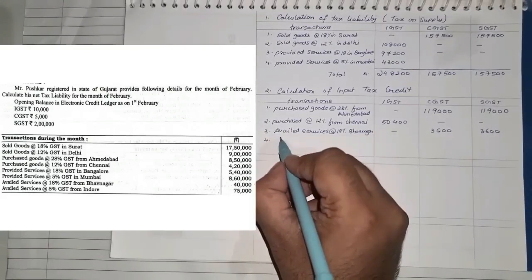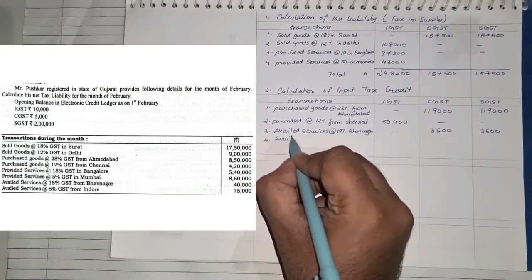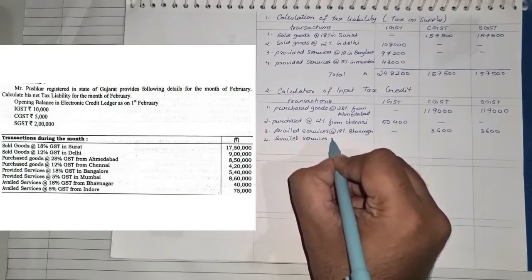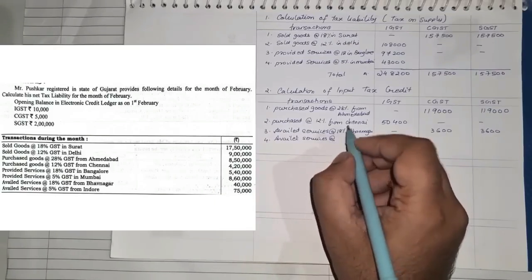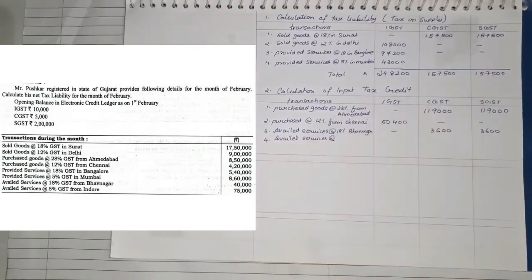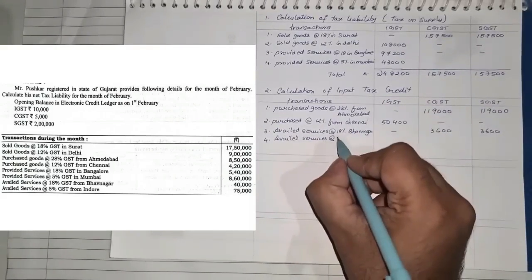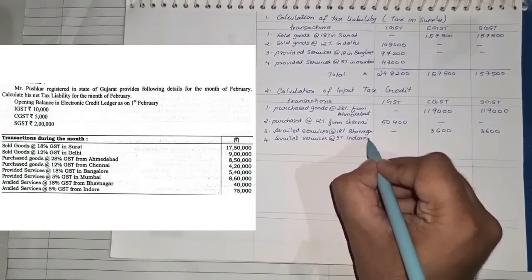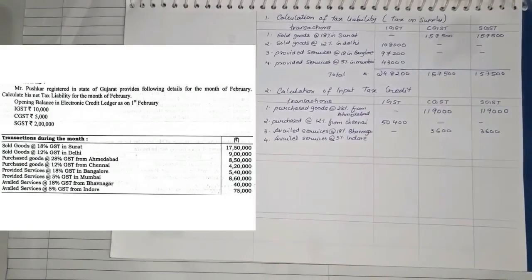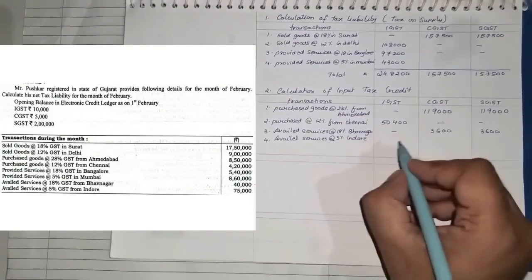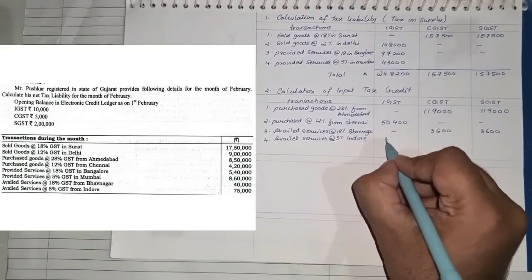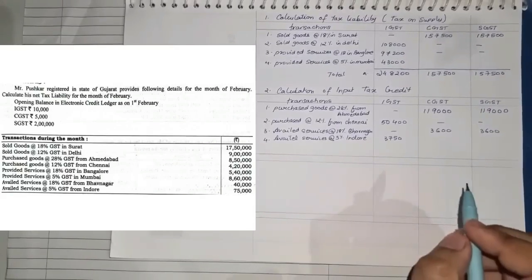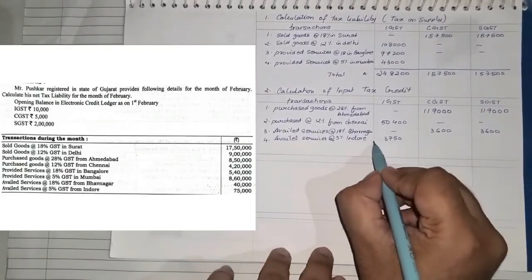And the fourth one is, again, we have availed services at the rate of, it's from Indore. So again, Indore is a different state altogether, so the rate is 5% from Indore. So we'll write it out: 5% of 75,000 is 3,750. Okay, that's it. Nothing else has been given to us, so we will add up.